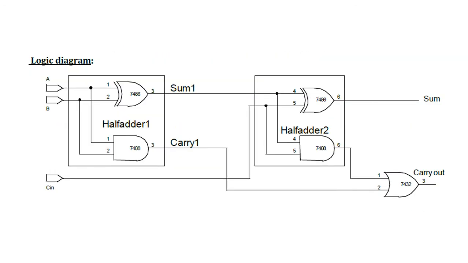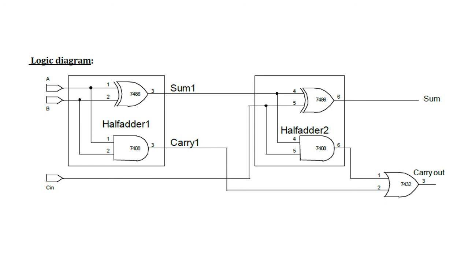The next one is the logic diagram where the half adder circuit is replaced with the 7486 XOR gate and the 7408 AND gate. As we know, the first pin and second pin are connected to the inputs of the XOR, and the third pin will be the output. Here A and B are inputs, just tapped and given to the AND gate 7408. The third pin will be the output of this AND gate, the carry.